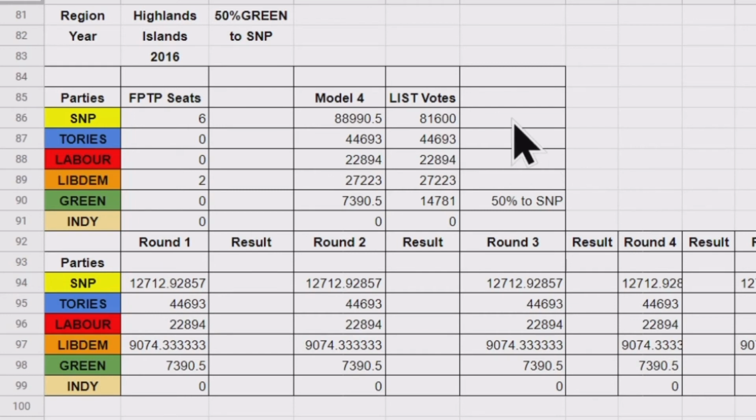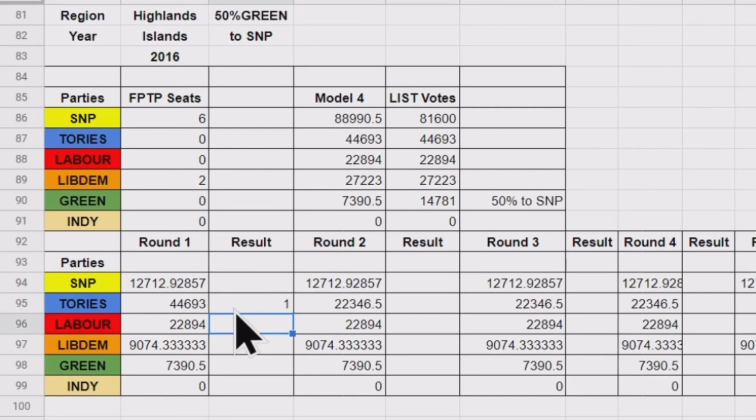So that takes the SNP votes from 81600 to 88990, and then with the D'Hondt calculation, 6 plus 1 into this gives us 12712, which is the way that it works. So again, we're experts at this now with the pattern forming.